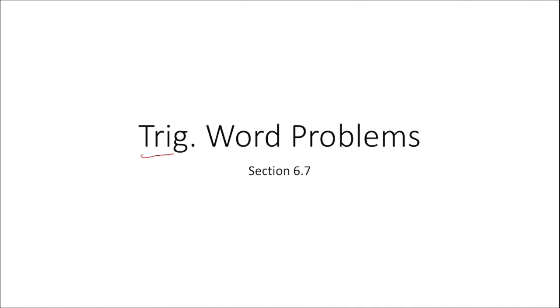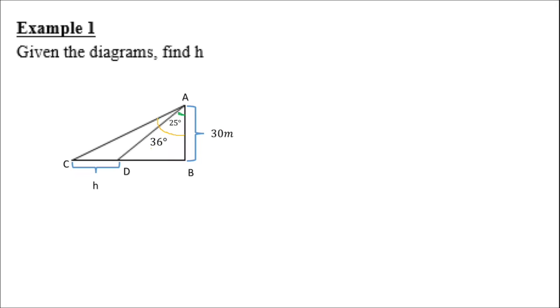Okay, here we have 6.7. We're using word problems and we're using two right angle triangles to solve a question. I have the diagram below, and it says find h.